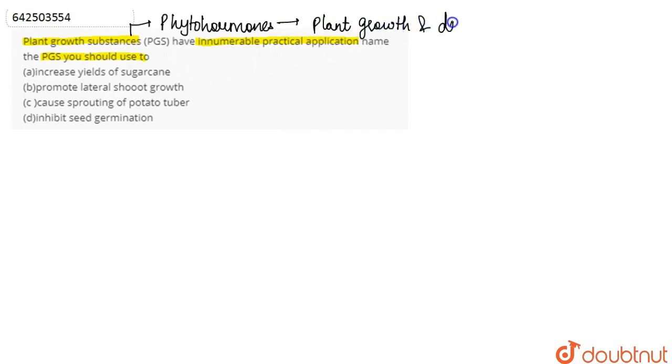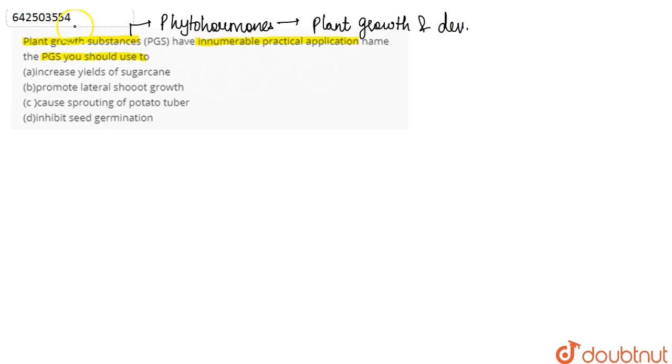If we talk about this question, in this question we are asked that the plant growth substances, that's PGS, have innumerable practical applications. Name the PGS you should use to... So these PGS or the plant growth substances are basically the phytohormones or the plant hormones, that are responsible for the plant growth and the development.